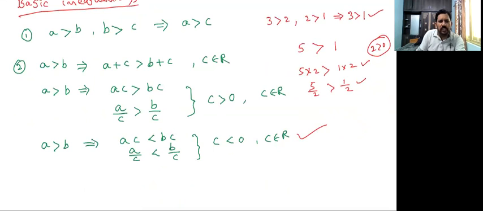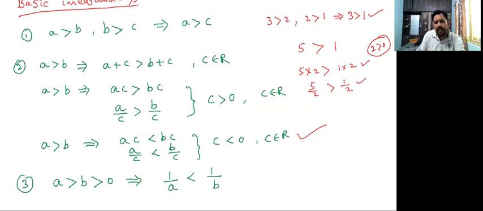Now I am going to the third one. If A is greater than B greater than 0, then 1 by A is less than 1 by B. Suppose we take one example here.